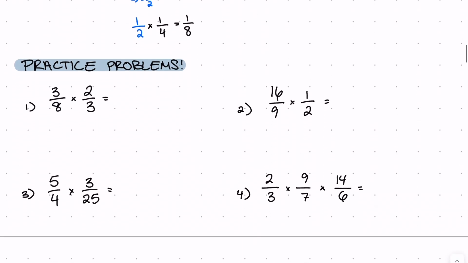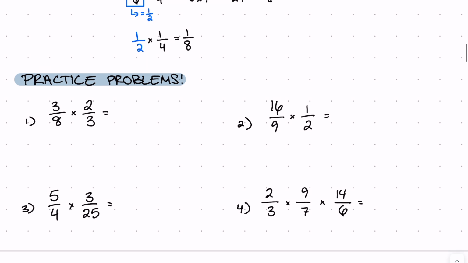So just a few practice problems now. So let's go through them together. So 3 over 8 times 2 over 3. So right away, we can see there's a 3 in the numerator and a 3 in the denominator. So those are both divisible by 3. So they can go to 1 right away. And now we have 1 times 2 over 8 times 1. So that's just going to be 2 over 8. And right away, we can notice that they're both even numbers, so they're both divisible by 2. So then we get 1 over 4.